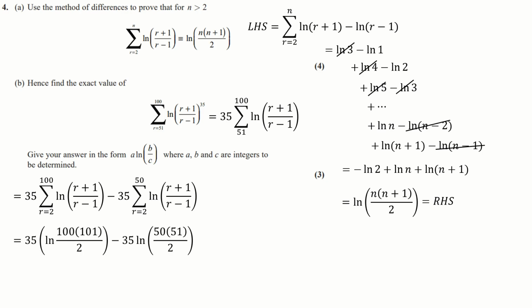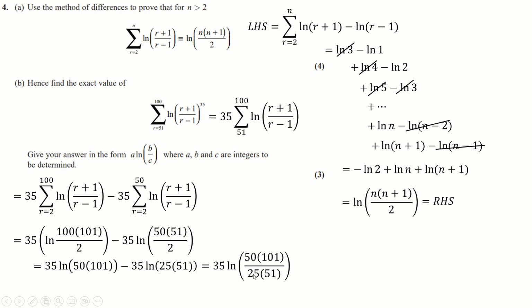What we want to do is maybe just halve the 50 and halve the 100 to make this, and then we can divide these two logs. The 35 obviously factorizes out. We can divide those two logs. This divided by this is 2. 2 times that is 202, and we end up with a nice answer that I think is correct.